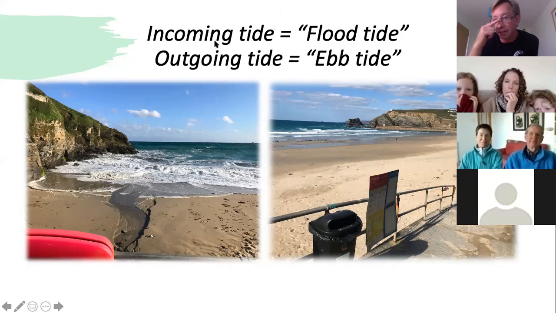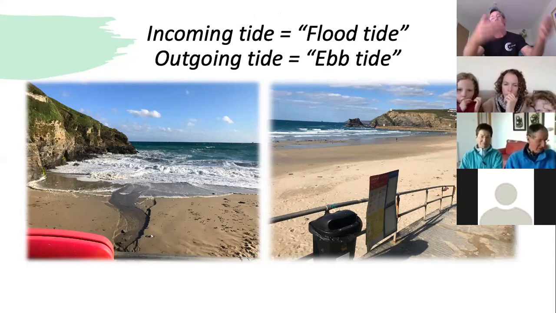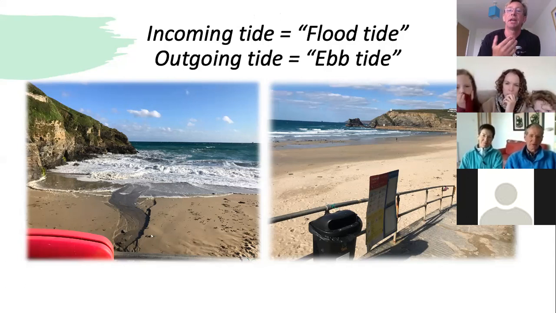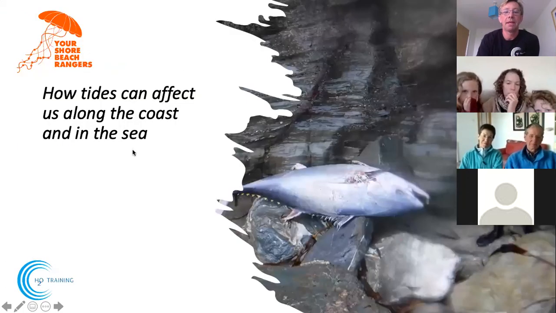And there's a specific name that we use for the tide. So when the tide is coming in, we call that a flood tide. It's like it's flooding up the beach. And when it's going out, it's called an ebb tide. So a flood tide is the tide coming in, and an ebb tide is the tide going out.